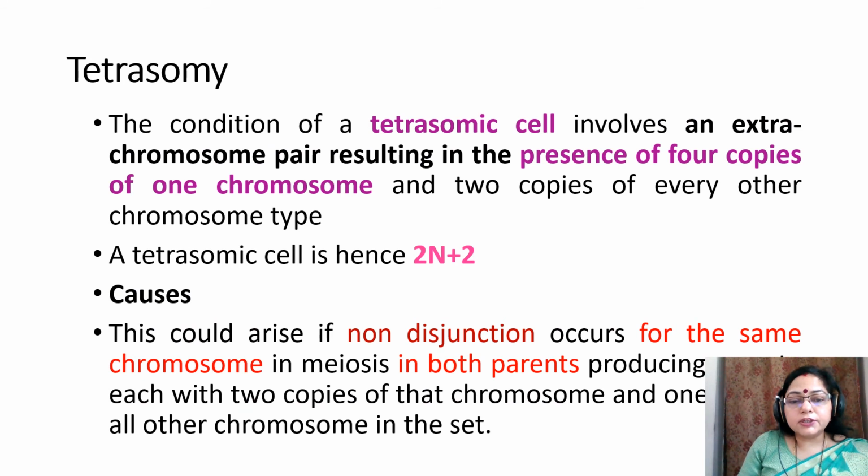Tetrasomy. The condition of a tetrasomic cell involves an extra chromosome pair resulting in the presence of 4 copies of one chromosome and 2 copies of every other chromosome type. A tetrasomic cell is hence 2n plus 2. This is caused by non-disjunction for the same chromosome in meiosis in both parents, producing gametes each with 2 copies of that chromosome and 1 copy of all other chromosomes in the set.